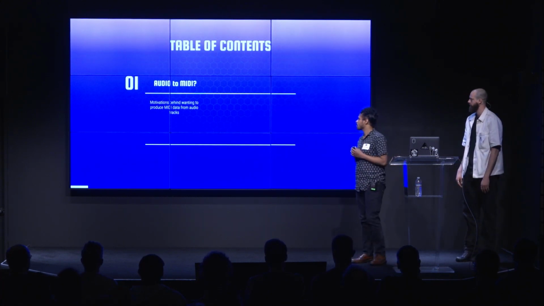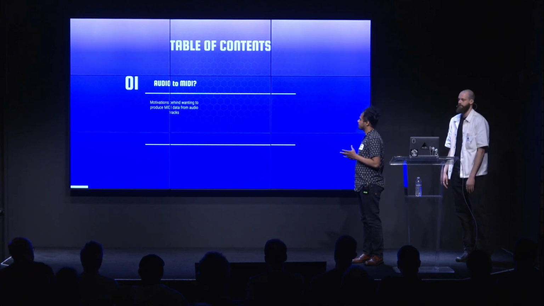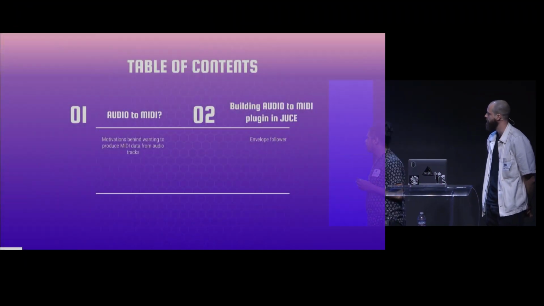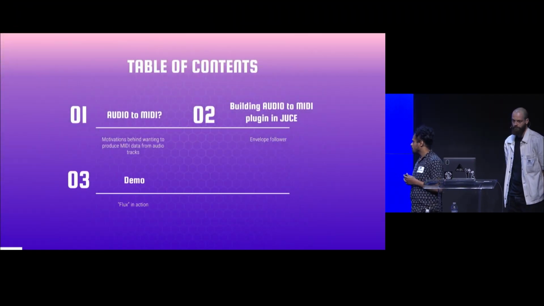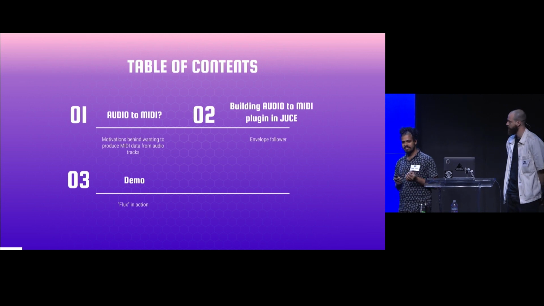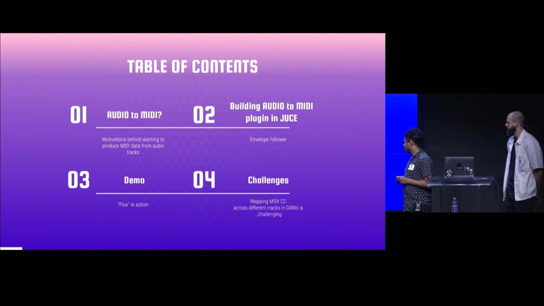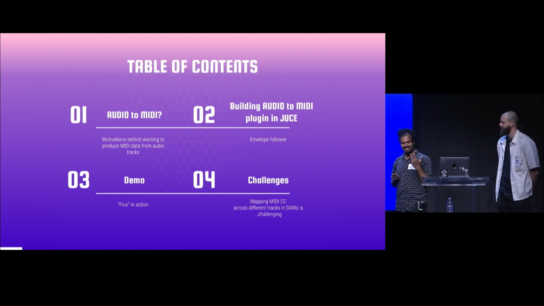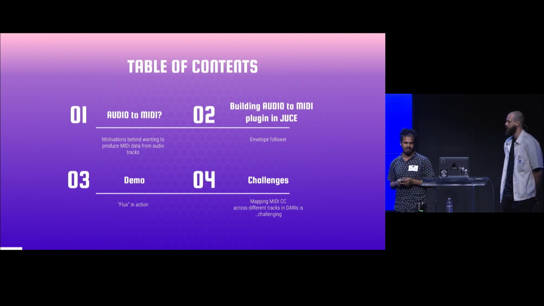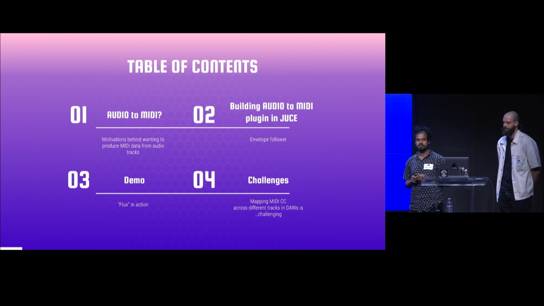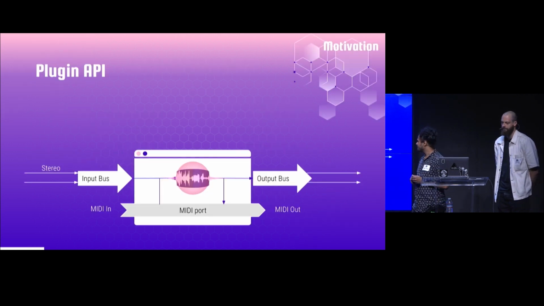All right, so we've divided our talk into 4 phases. First, we'll talk about why we want to produce MIDI from an audio track. Then I will talk about how we do this. We will create a simple example of an envelope follower. Then it'll be a little show and tell of our plugin that we are developing called Flux. You'll see it in action, which will demonstrate some of these ideas. And finally, it is a little bit complicated to map MIDI and use it in DAWs, and we would like to talk about some challenges. All right, let's get started.